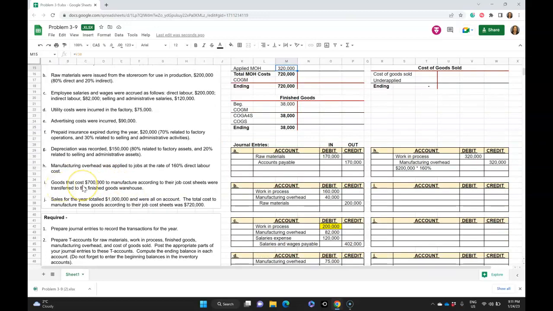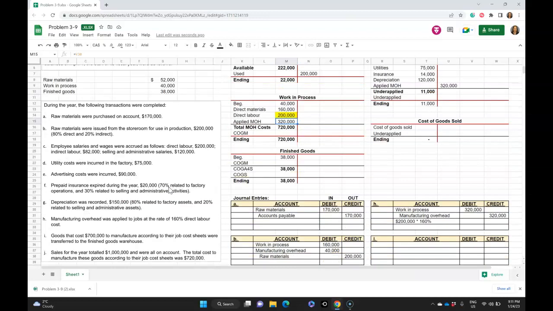Now it says that goods that cost $700,000 to manufacture according to their job cost sheets were transferred to the finished goods. So that makes sense. When we're done making the product and we're ready to sell it, then we take it out of work in process, because that means stuff that's not finished being made, and put it into finished goods. That's stuff that's made and ready to sell.